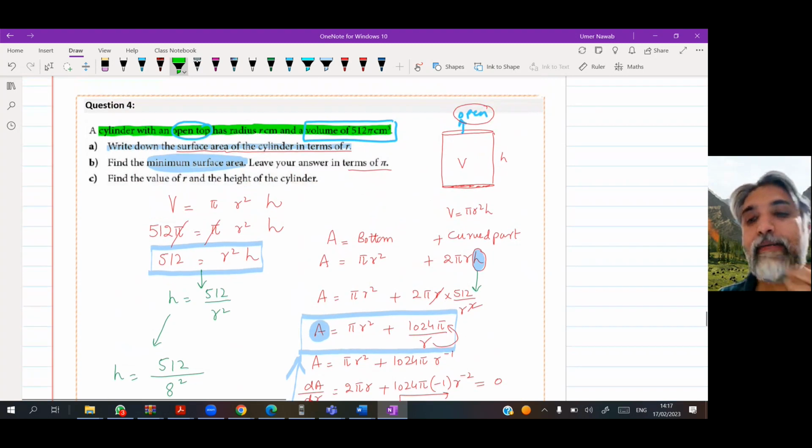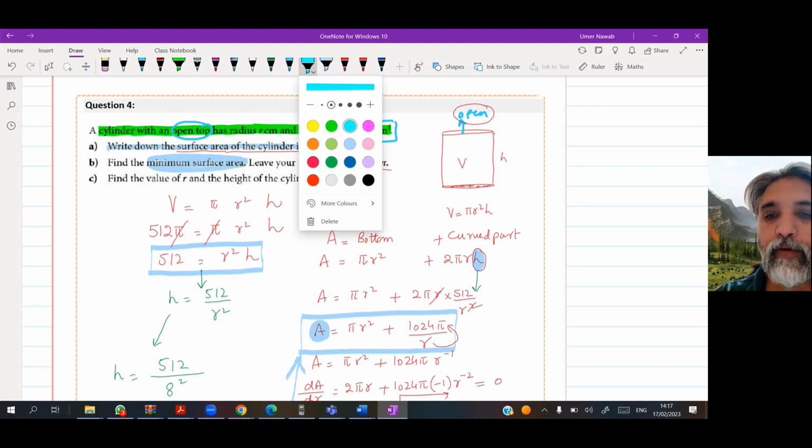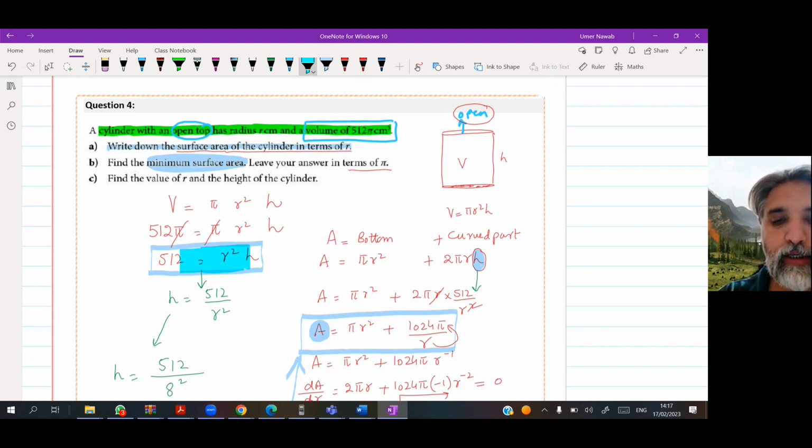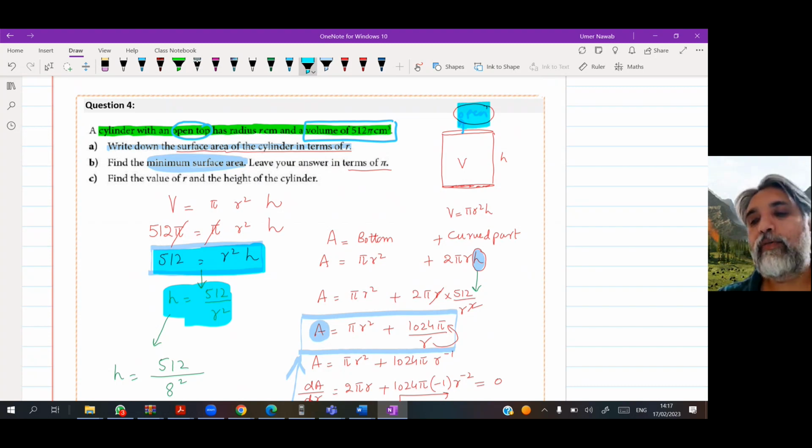He talks about a cylinder. In the cylinder, he gave you the volume. I wrote a volume formula, and it helped you to find the relationship between r and h. Then I made h the subject. That h was substituted here when I wrote the surface area formula. But the important point was this cylinder was not having the top.